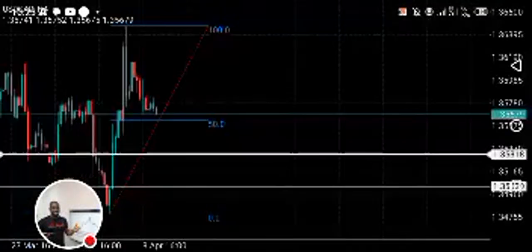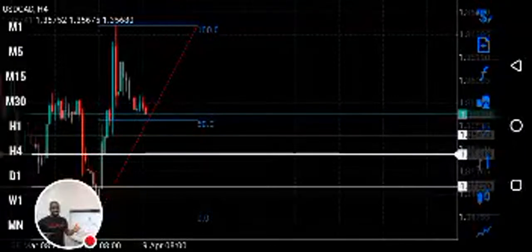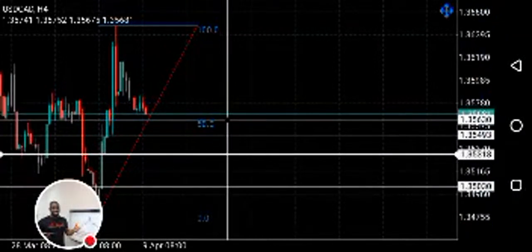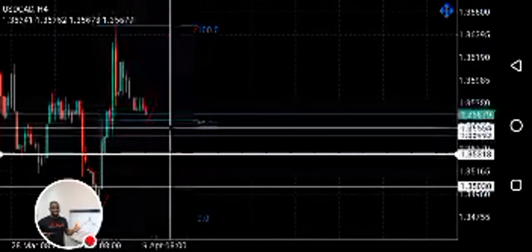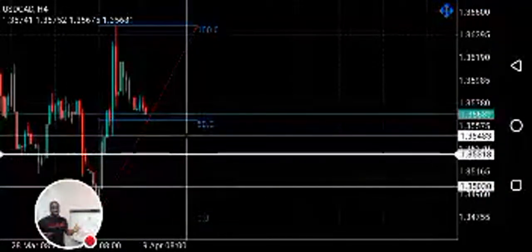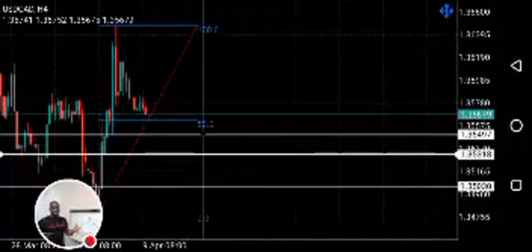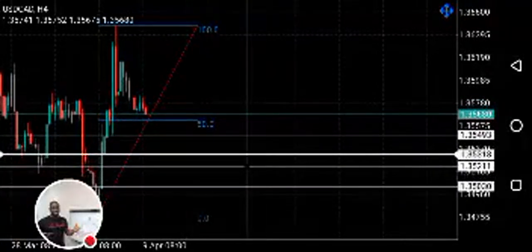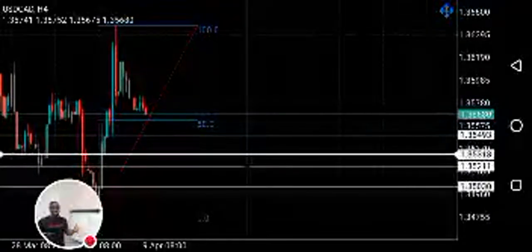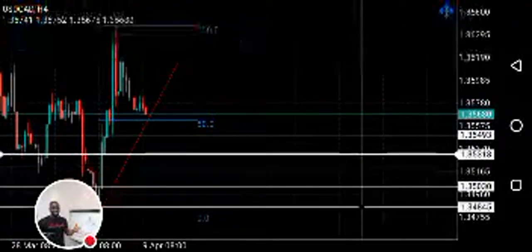Or at this point, if they are unable to push price below the low of this bullish candlestick, and a bullish reversal pattern forms at this level, you might want to consider buying USDCAD. So it's either buy from this level, or this gap. That is where I'll be considering buying USDCAD. I hope that is clear.